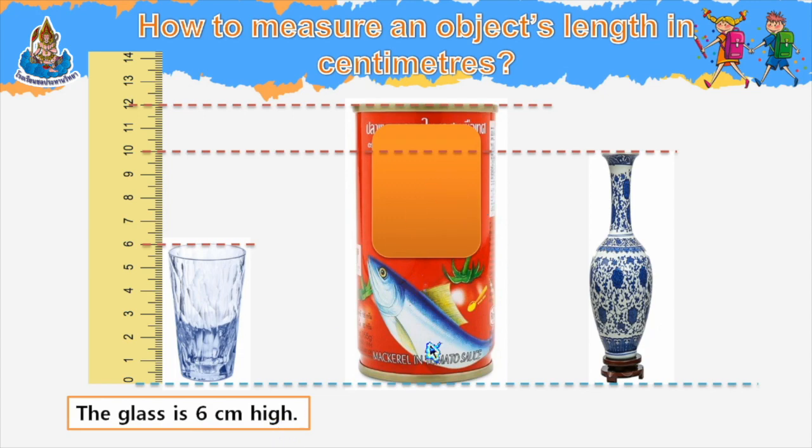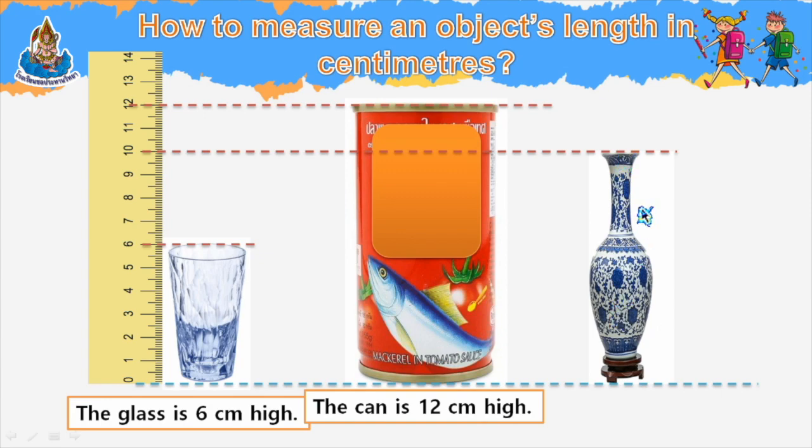How about this one? What is this? It is sardines. This is a can. If you're going to measure it again, starting from 0 to there, this is 12 centimeters high. The can is 12 centimeters high.